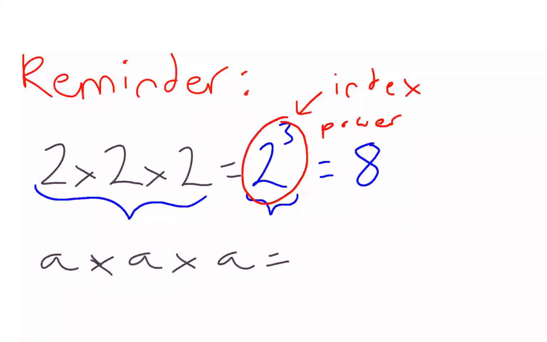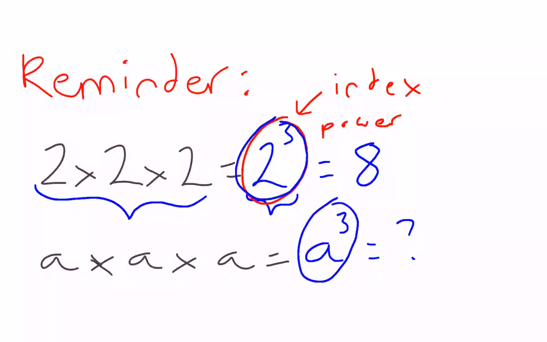We can also have powers in algebra. A times A times A is A cubed. We can't evaluate it unless we're told what A equals, so we leave it in index form. In a question, if we're asked to leave an answer in index form, this or this is what we're after. Again, we have base number is A, index is 3, this is the expanded form.